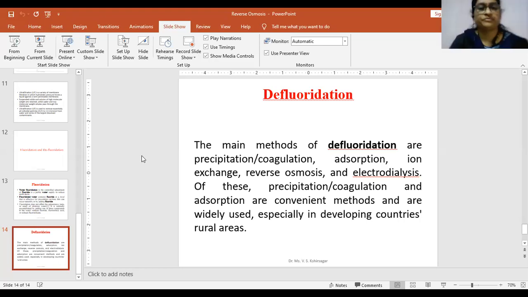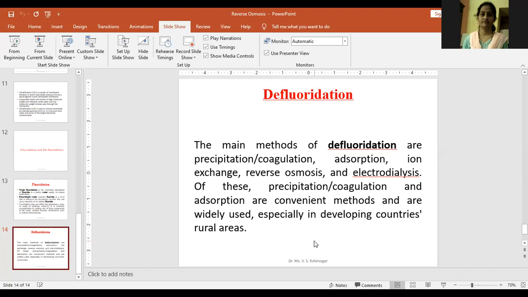Now let me know, how do we remove the fluoride? That is also important. The methods of defluoridation are precipitation or coagulation, adsorption, ion exchange, reverse osmosis, and electrolysis. Of these, precipitation, coagulation, and adsorption are convenient methods and are used widely, especially in developing countries and rural areas. Simply, you can remove the fluoride content from water by using these various methods.